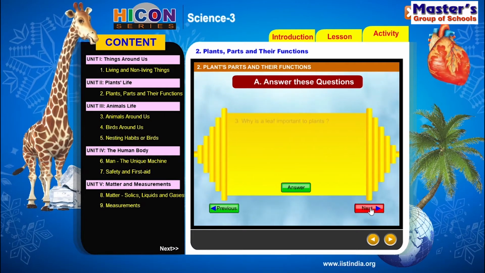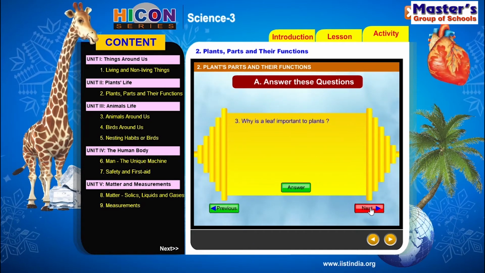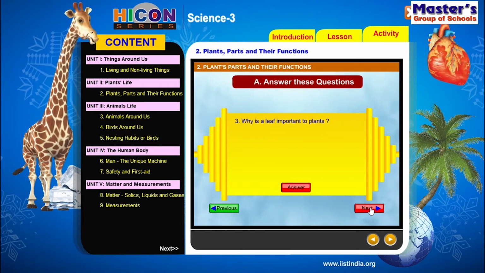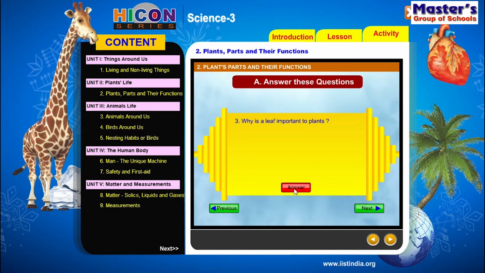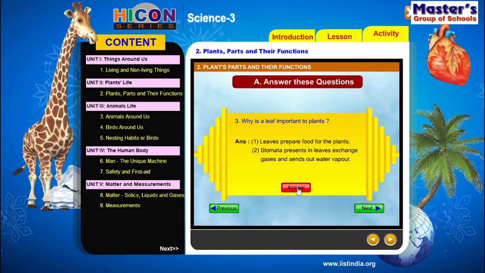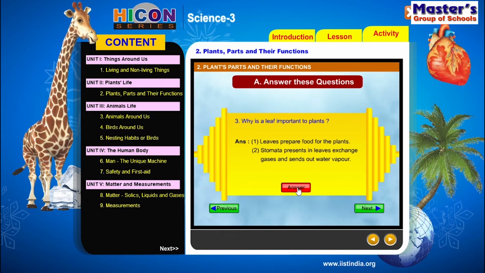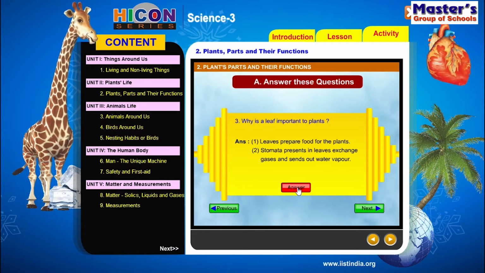And the third question is, why is a leaf important to plants? Why is a leaf important to plants? So children, see the answer for this question. The answer is, leaves prepare food for the plants. And second, stomata present in leaves exchange gases and send out water vapor.